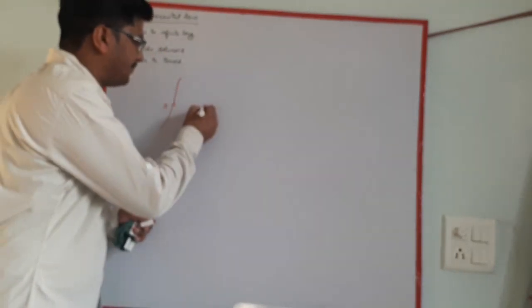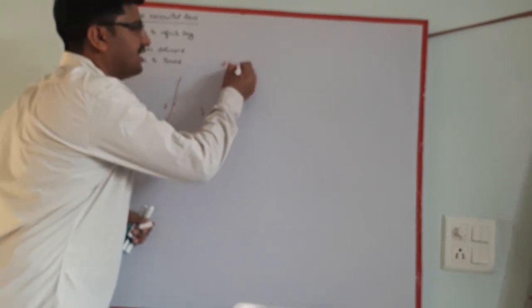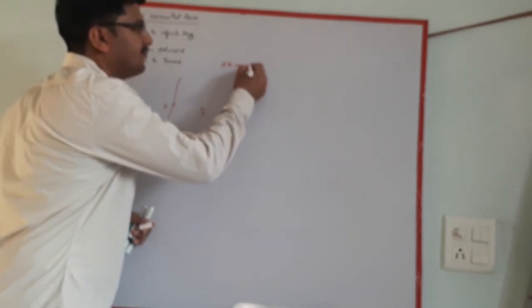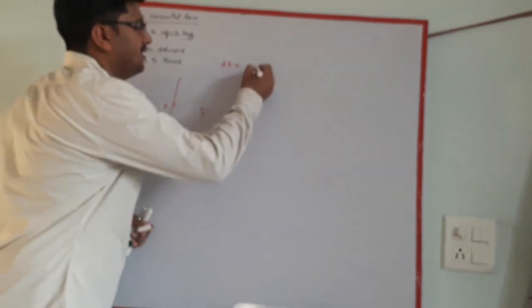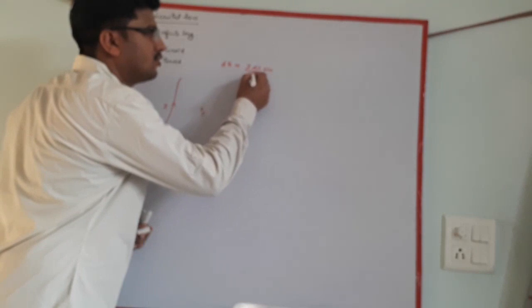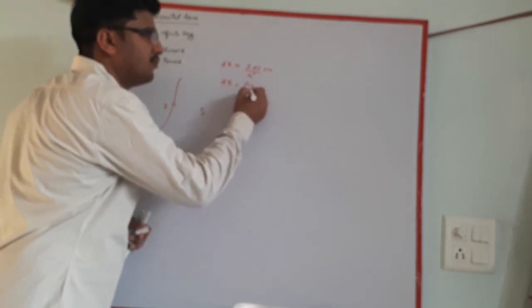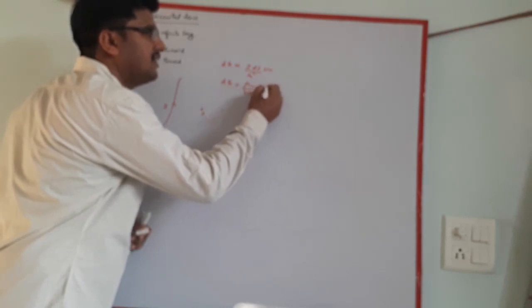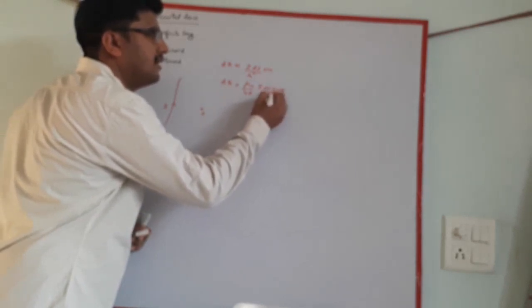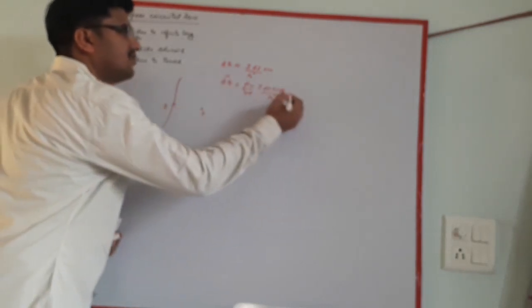at any point P, then the magnetic field is directly proportional to I dl sin theta and inversely proportional to r square. That means dB is equal to mu naught upon 4 pi I dl sin theta by r square. It is a vector quantity, so n cap.